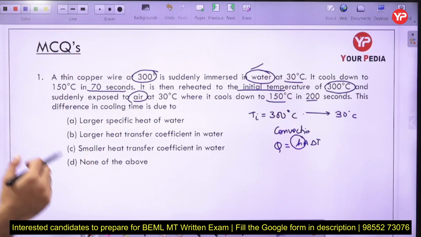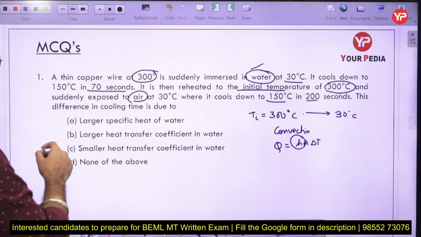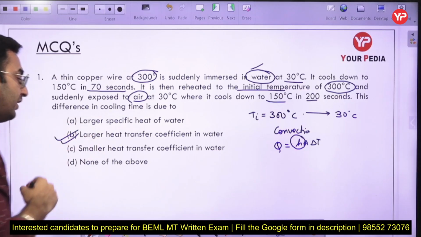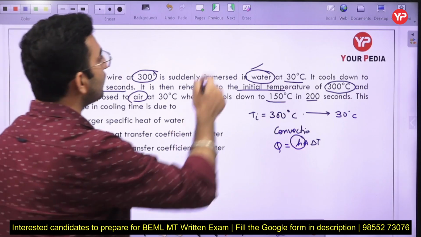So this difference exists because of the large heat transfer coefficient in the case of water as compared to air. That is the correct answer in this case. It is a very simple case. Now let us move toward the next part.